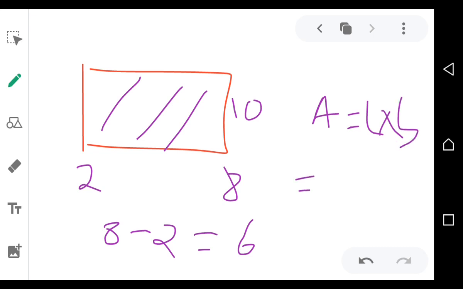So the area of this one, it's L times B. L is 6 times B is 10. So it is 60. You see? Just like that.